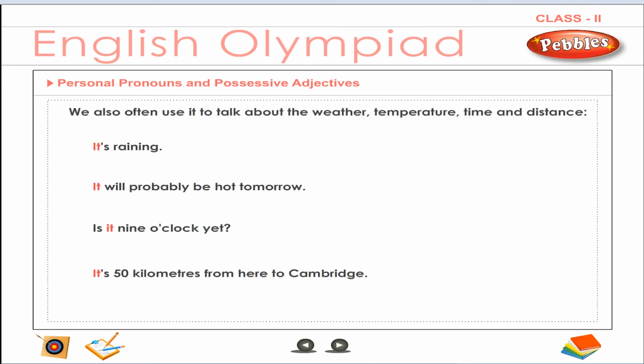We also often use it to talk about the weather, temperature, time and distance. It's raining. It will probably be hot tomorrow. Is it 9 o'clock yet? It's 50 kilometers from here to Cambridge.